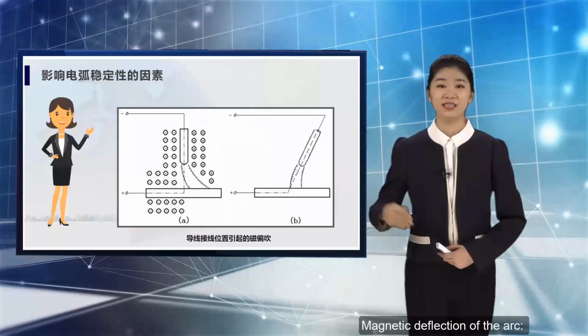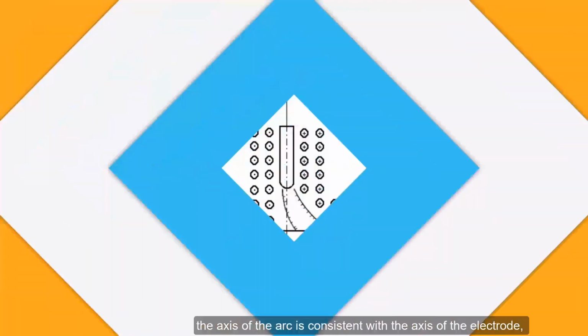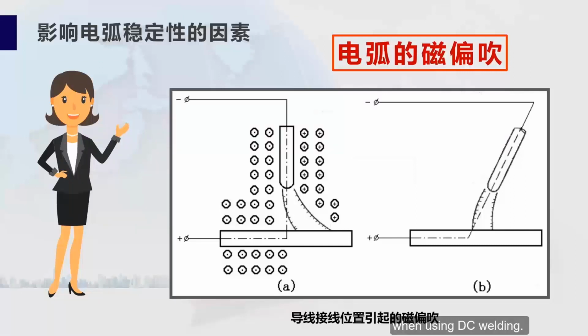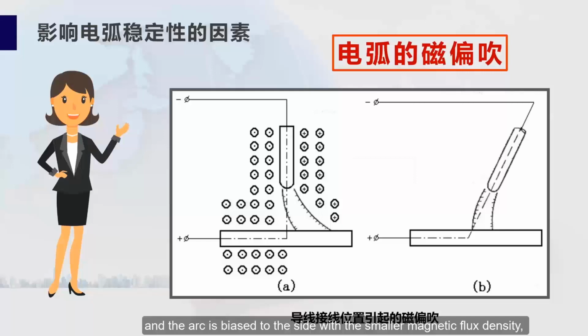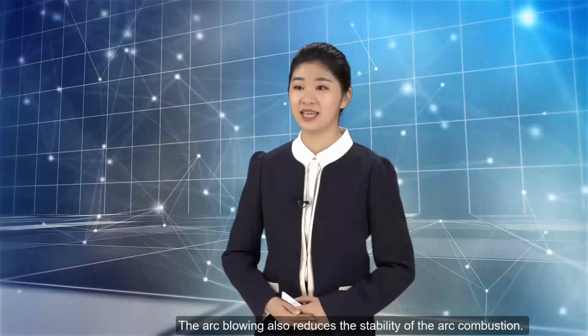Magnetic deflection of the arc. Under normal conditions, the axis of the arc is consistent with the axis of the electrode, but sometimes it is found that the arc deviates from the center line of the electrode. This is due to the distribution of magnetic lines of force on both sides of the electrode when using DC welding. The height is uneven, so the force is unbalanced, and the arc is biased to the side with the smaller magnetic flux density, which is the magnetic bias blow. The arc blowing also reduces the stability of the arc combustion.